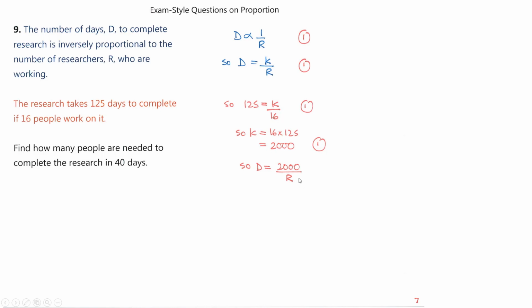So now we're going to use that formula. Find out how many people are needed to complete the research in 40 days. So this days is going to be 40. What must the R be? So get a mark for that, and then R will be 2000 divided by 40, which is 50. So you need 50 people to complete the research in 40 days.